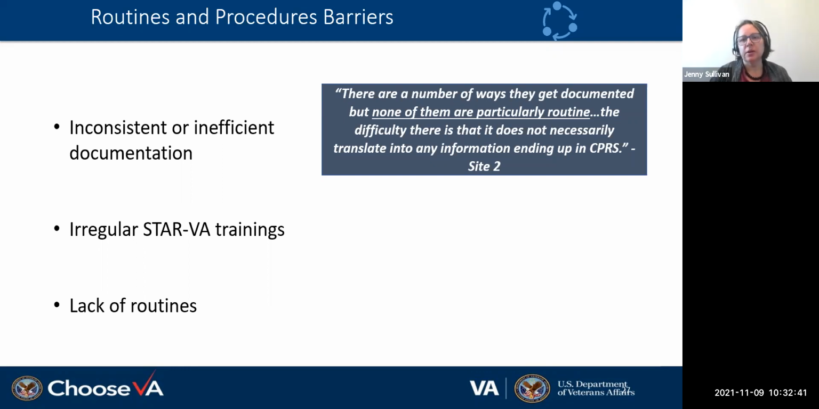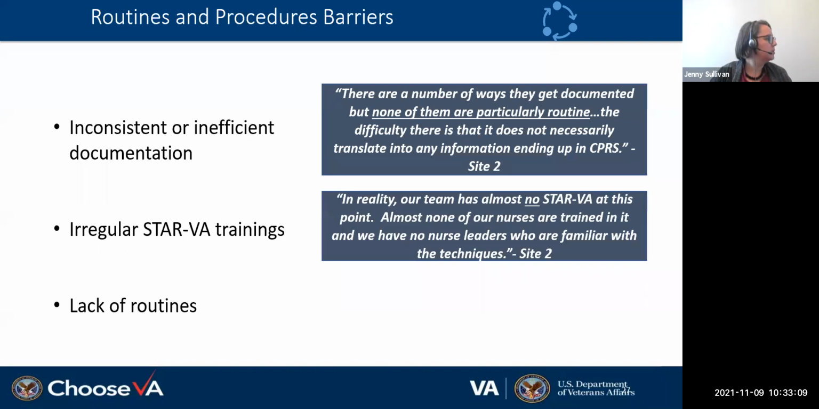2 sites identified barriers with trainings, and those were just having to do with one site moving from integral trainings that happen often to more of a new employee orientation for STAR VA. And the other issue with that was around where training wasn't happening as regularly as it should be for new and existing staff. So in reality, our team has almost no STAR VA at this point. Almost none of the nurses are trained in it. And we have no nurse leaders who are familiar with the techniques.